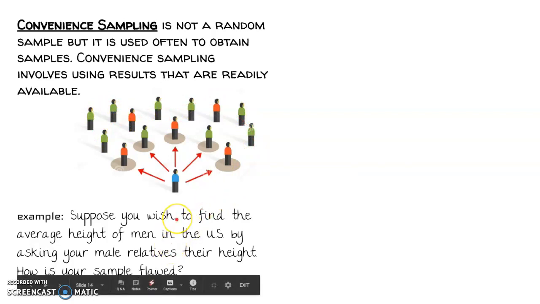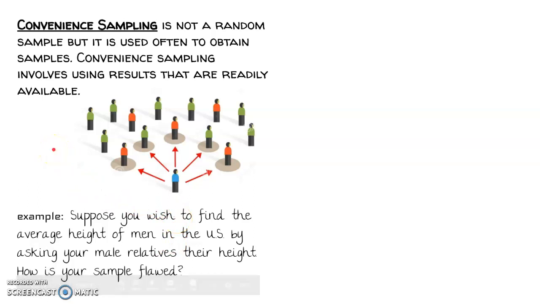Suppose you wish to find the average height of men in the United States by asking your male relatives what their height is. Is this a good idea? How is your sample potentially flawed here? If you want to know the average height of men in the US and you just go ask your dad, your uncle, your brother, your cousin, what could go wrong with that?